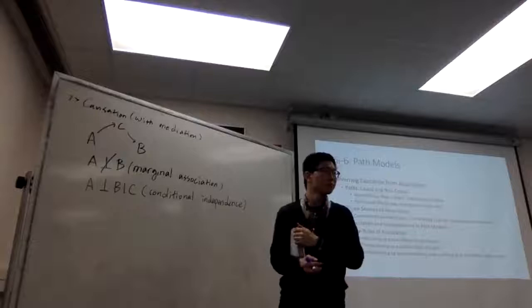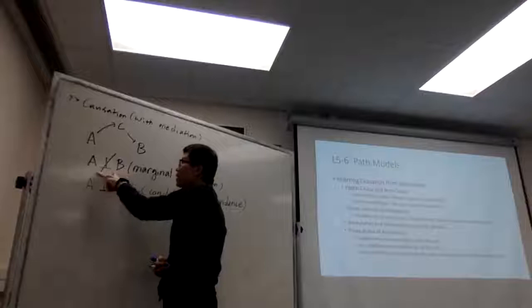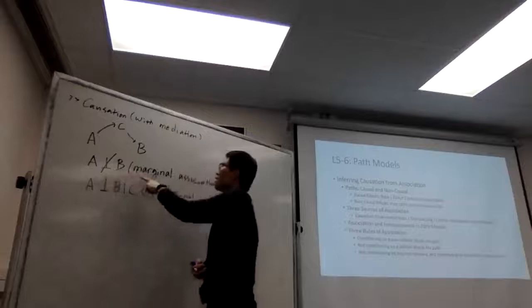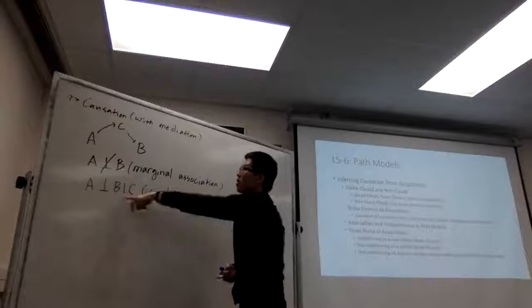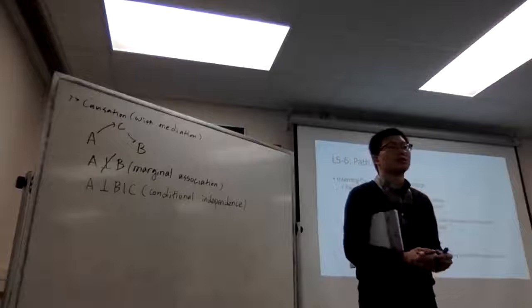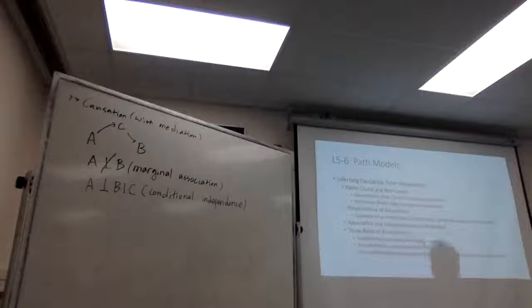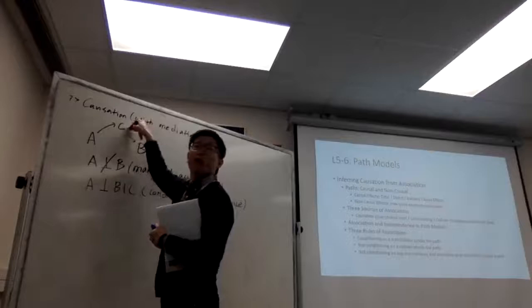Good. So before control for C, A and B are not independent, or they are associated. So that's why it's called marginal association. Marginal here means unconditioned. It's not conditioned at all. But A and B are independent when C is controlled for, or C is fixed to a certain number, right? Does that make sense? So it's not a variable anymore.